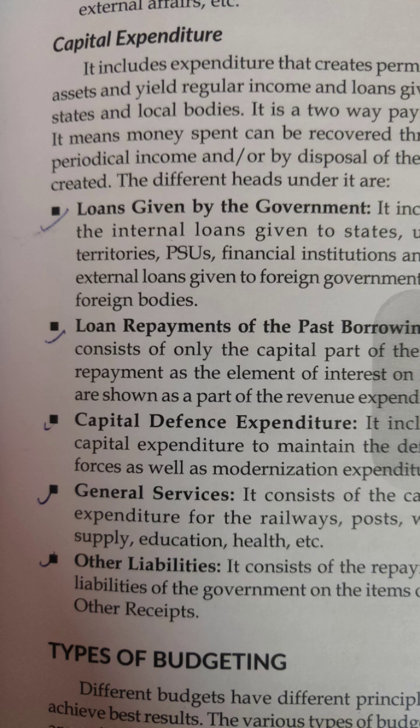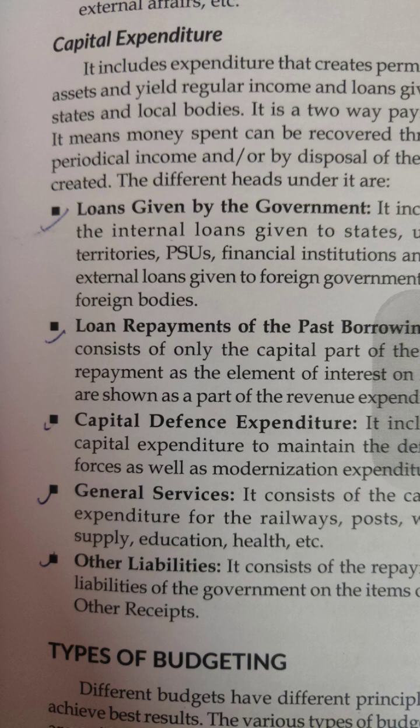It can help people travel and do business, making the country stronger. 2. Can generate regular income. Sometimes the government spends money on things that will earn money regularly, like building a business or investing in industries. Example, the government builds a power plant that sells electricity. The government gets money regularly from people who buy electricity.